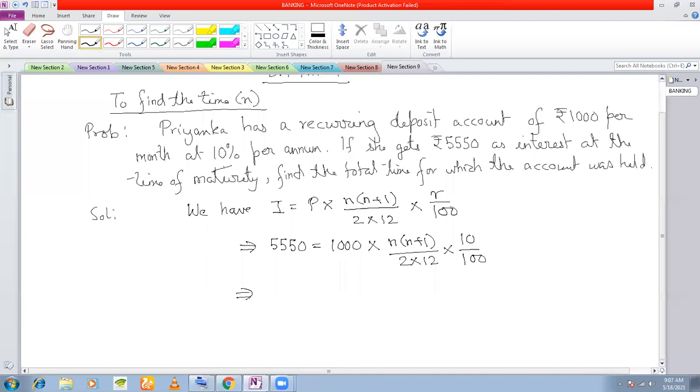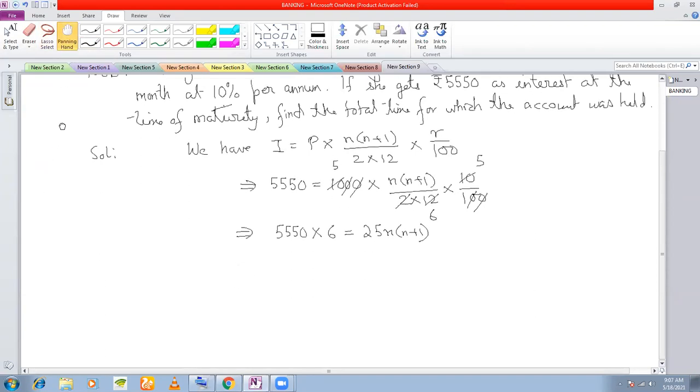So now we cancel whatever we can. 2 zeros will cancel from here, and this will cancel with 5 times. And this will cancel 6. This will cancel again 5 times. Okay, so you get 5500. If you cross multiply, you get 5550 into 6 is equal to 5 into 5 is 25, N into n plus 1. 3300.